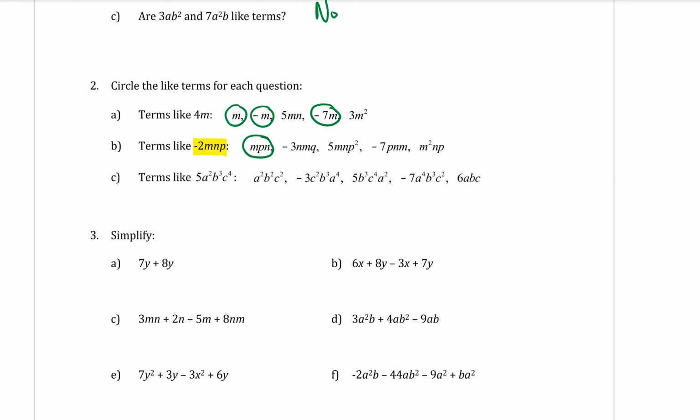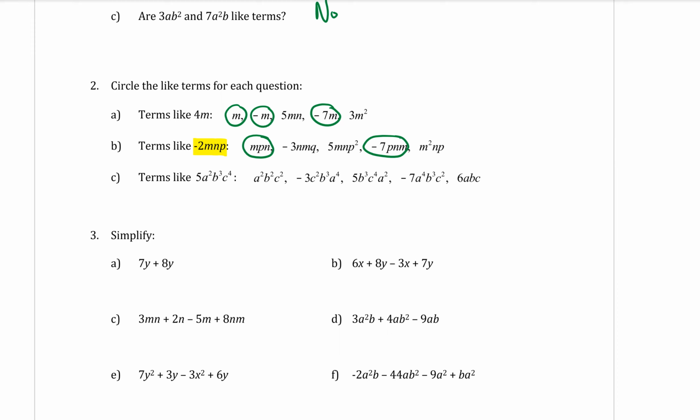Minus 3nmq. No. I didn't have a q to start with, so no, that one doesn't work. 5mnp squared. No. Nope, can't put a squared in there. Minus 7pnm. Yes, has all the same letters. So let's circle that one. And m squared np. No, so that's squared.